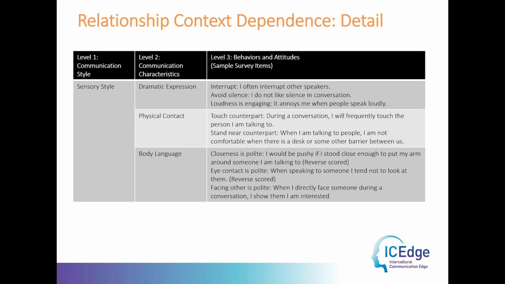Body language is broken up at level 3 into 3 attitudes, and they all address politeness with respect to closeness, eye contact, and facing one's counterpart. A sample item for closeness is polite, reverse scored: I would be pushy if I stood close enough to put my arm around someone I'm talking to. A sample item for eye contact is polite, reverse scored: when speaking to someone, I tend not to look at them. And a sample item for facing the other is polite: when I directly face someone during a conversation, I show that I'm interested.